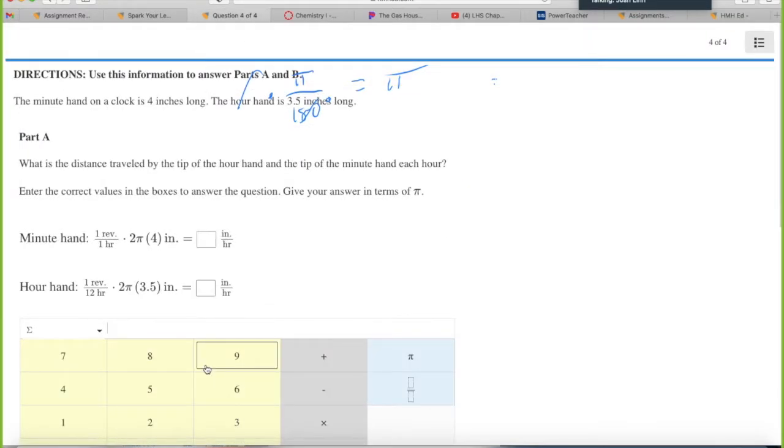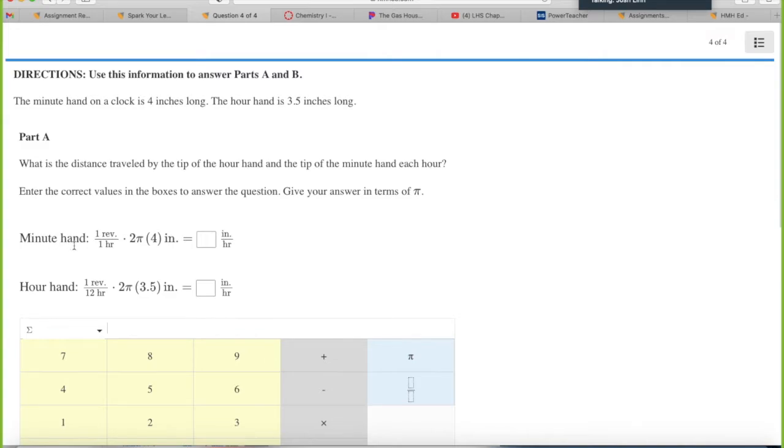Last but not least, the minute hand of a clock is 4 inches long. The hour hand is 3.5 inches long. What is the distance traveled by the tip of the hour hand and the tip of the minute hand each hour? Enter the correct values in the box. So it looks like they do a lot of the work for us.